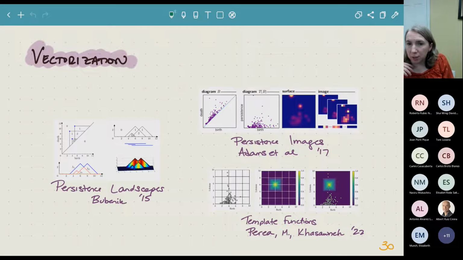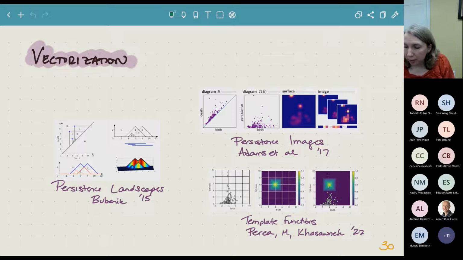There are persistence images, where you essentially treat this thing as a heat map in terms of locations where you see the most persistence points. This is particularly helpful because in a lot of applications, you can have very, very dense persistence diagrams. And so this vectorization is particularly useful for that.